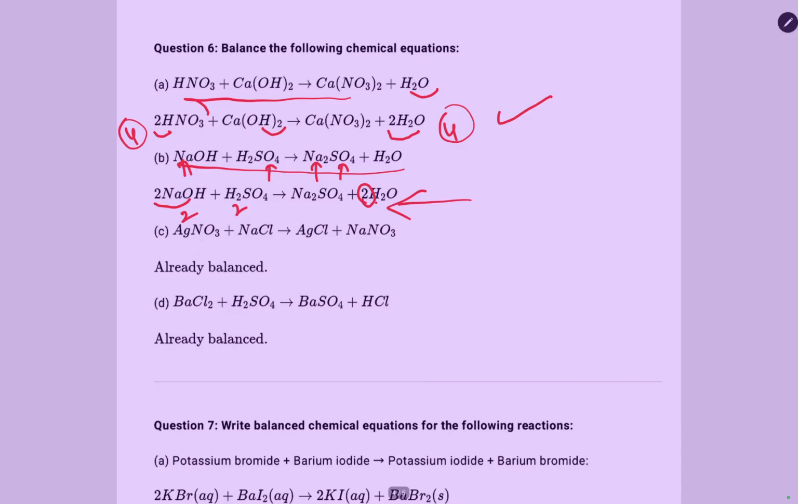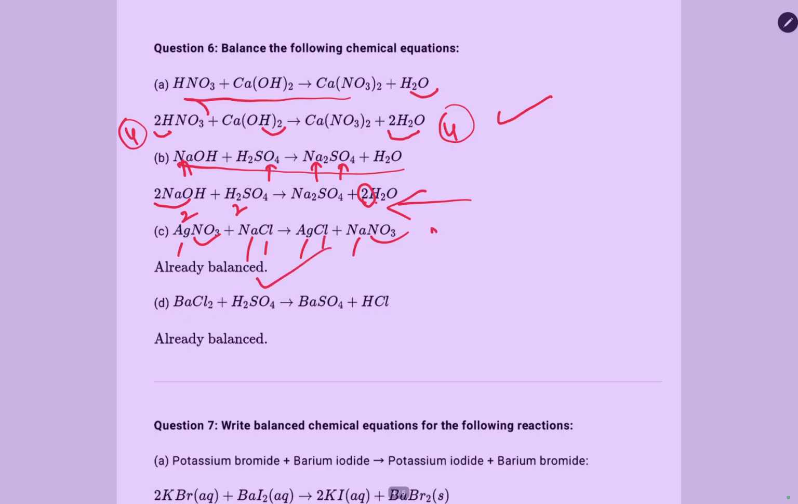And the last one, AgNO3 plus NaCl gives AgCl plus NaNO3. So Ag 1 and 1, NO3 1 and 1. You can check like that. And sodium is 1 and 1 and chlorine is 1 and 1. So it is already balanced, right?